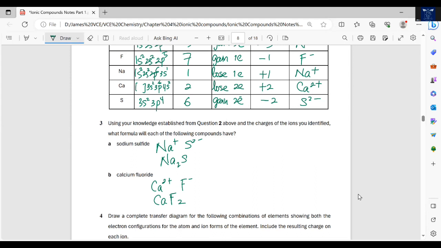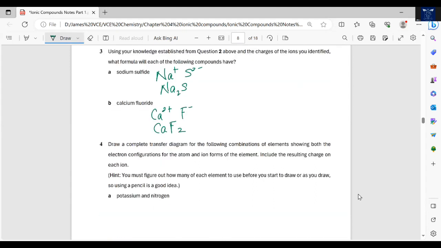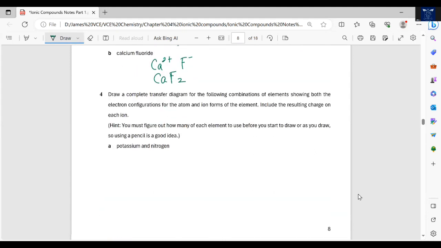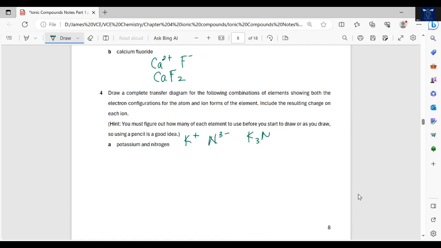Okay, question 4, I'll leave it up to you. Potassium and nitrogen. Potassium is K plus. You just consider nitrogen is N3 minus. So it's likely to be K3N. You have to make use of this electron transfer.